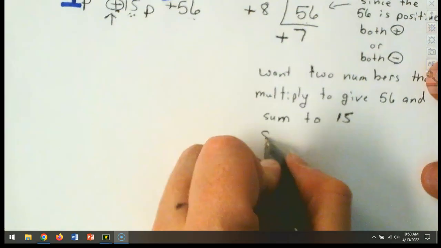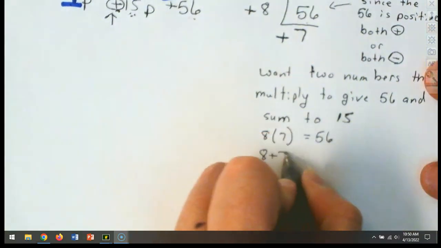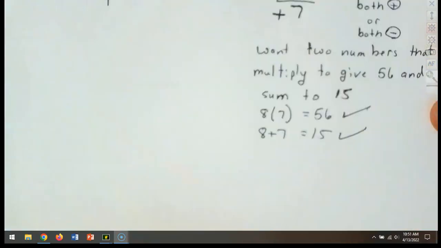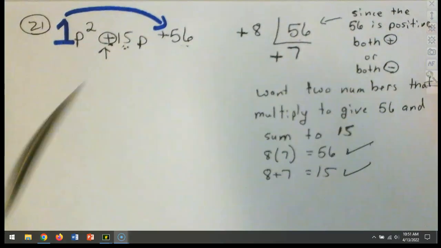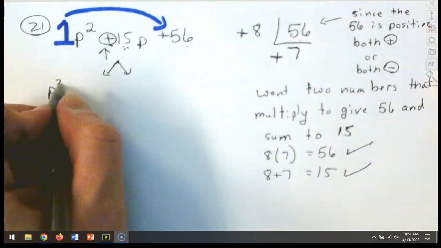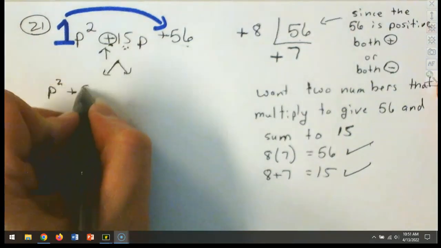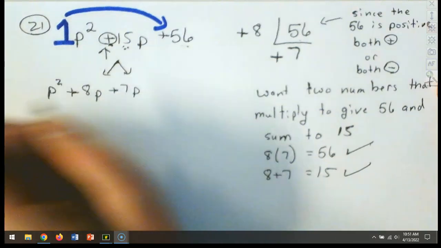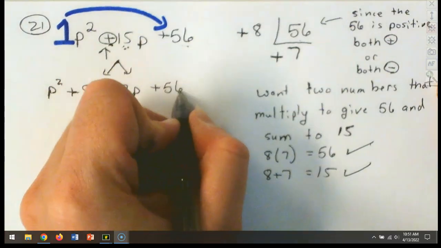Here's how you can check. 7 times 8 is 56. 8 plus 7 is 15. That's what I want. I want the 56 and I want the 15. Now, split it up. And that gives you a p squared. Then we're going to split that 15 up into 8p and a 7p, because those add together to give you 15p. And then we've got our plus 56.